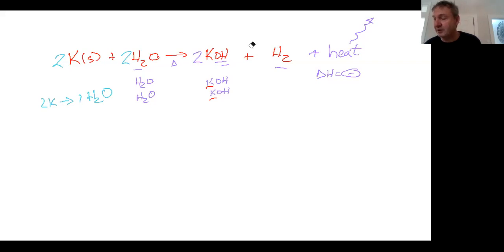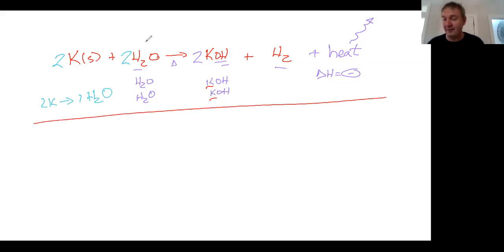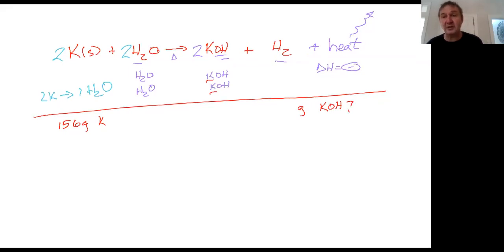So let's go to the question itself. The question is, if I had 156 grams of potassium, how many grams of KOH would I make? Well, we know that the balanced equation is not true for grams, it's true for moles. So let's turn 156 grams of potassium into moles.